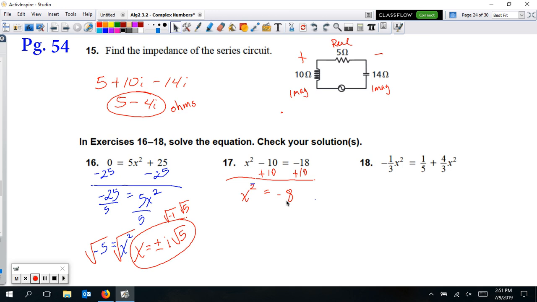If this was a 10x, then I would want to bring the 18 to this side to make it equal to 0. So at this point, we would want to take the square root of both sides to undo the square here. And that leaves me with x.